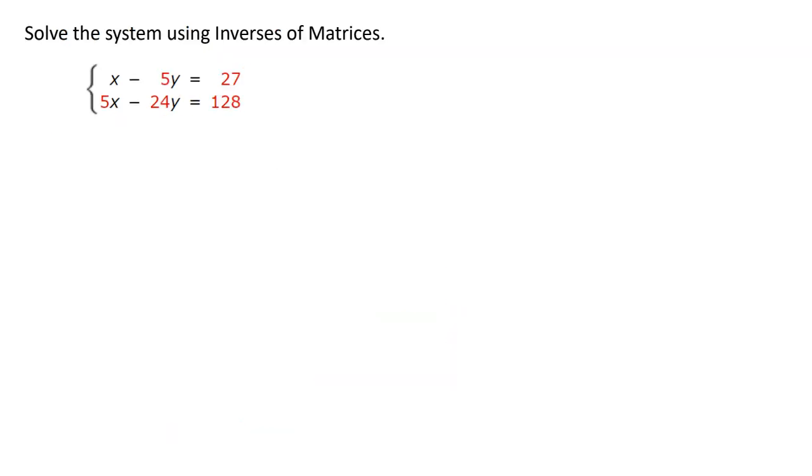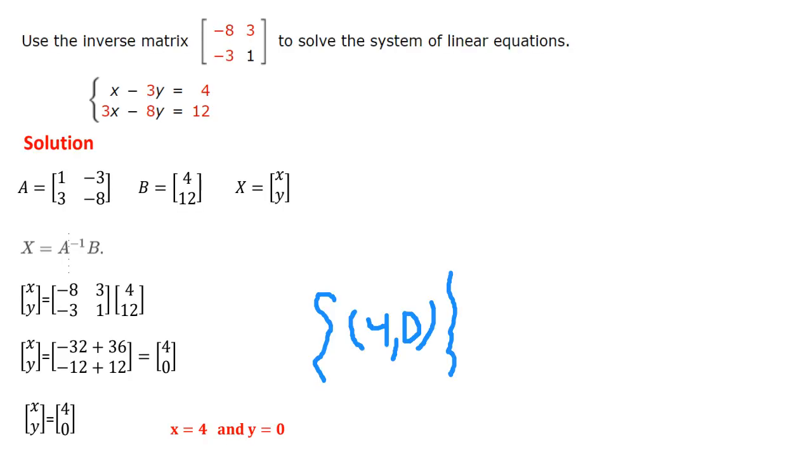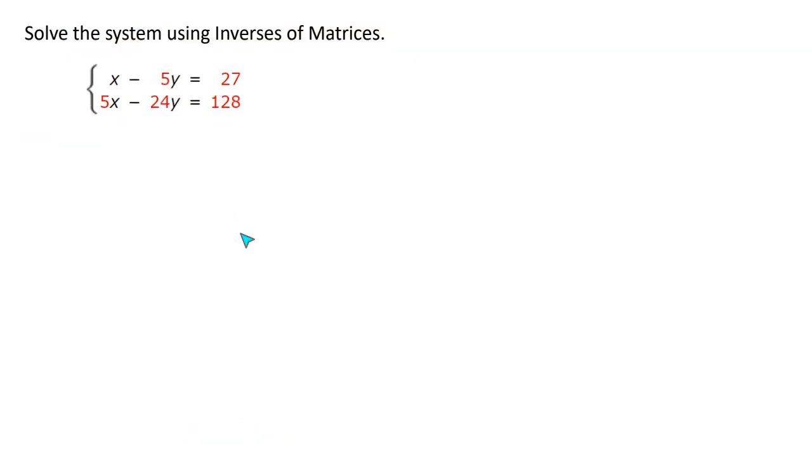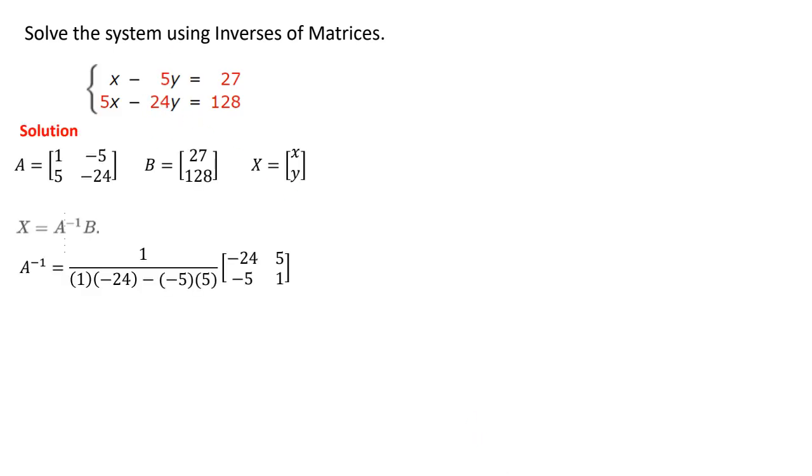Okay, so let's try another one. The difference between this one and the one we just did is that they don't give me the inverse in this example. So it says solve the system using the inverse. The first thing we should do is figure out what A, B, and X are. A, again, is your coefficients. So we have 1, -5, 5, and -24, which we get from the numbers in front of X and Y. And then B is your constants, 27 and 128. And X is just your variables, X and Y.